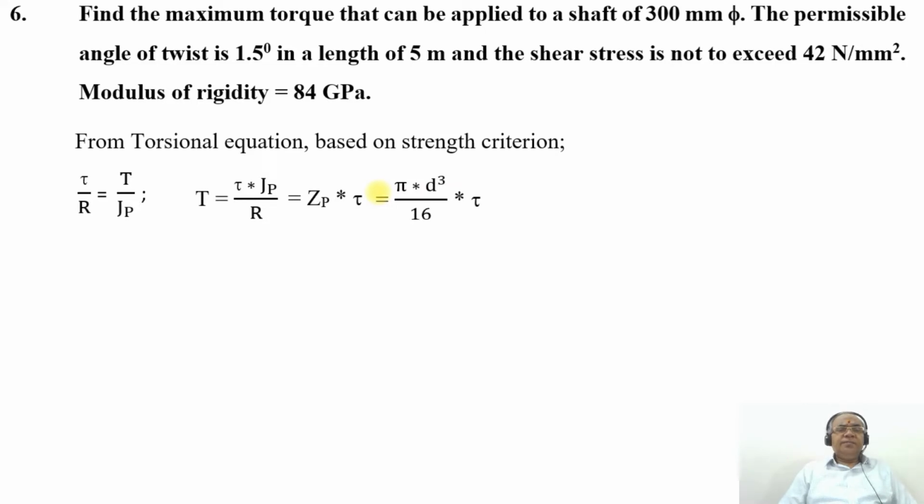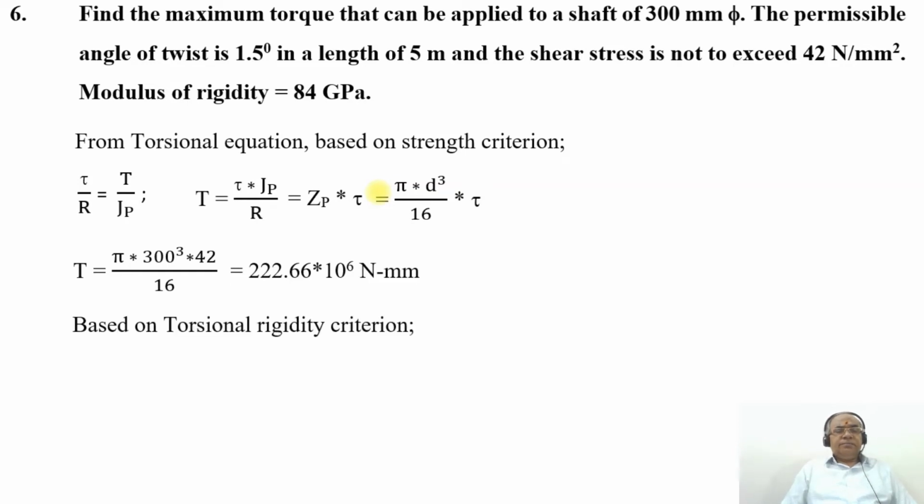So substituting the values here, since we want it in terms of diameter, Z_p will be equal to pi d cube by 16 because it is a solid shaft, into the shear stress. So torque will be equal to pi into the diameter of the shaft, which is given to be 300, so 300 cube, into tau, the maximum shear stress, which is 42, divided by 16. On simplification, you are going to get 222.66 into 10 to the power of 6 Newton mm.